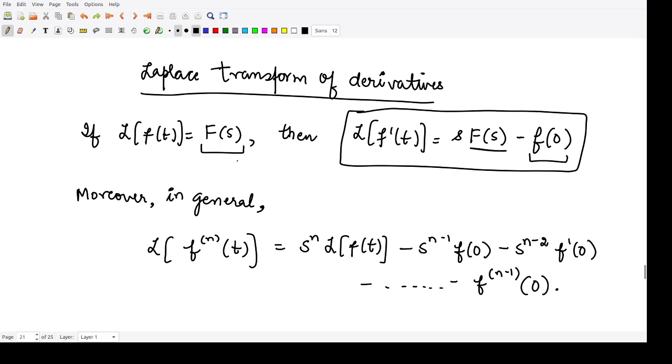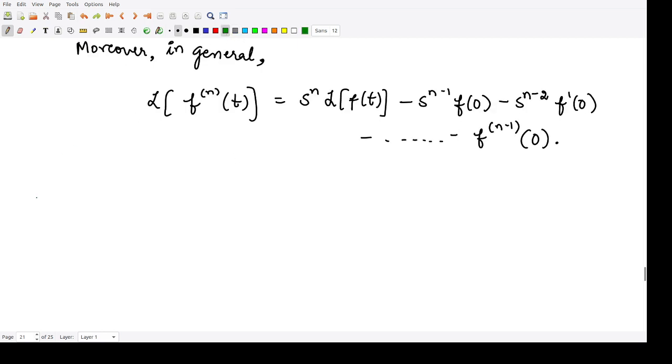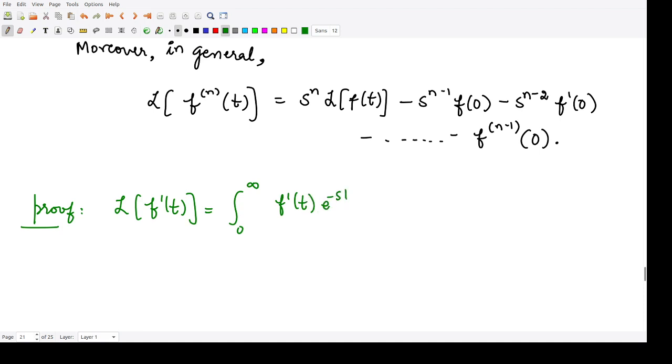So moving ahead, let us try to prove this. For the proof, we will first calculate the Laplace transform of this derivative function. By definition, this is equal to the integration from 0 to infinity of f dash t into e to the power minus st dt. Here we have to perform this integration, so we can call this the first function and this the second function, because the derivative is given to you, so its integration is quite obvious.